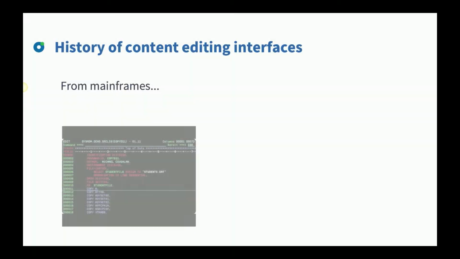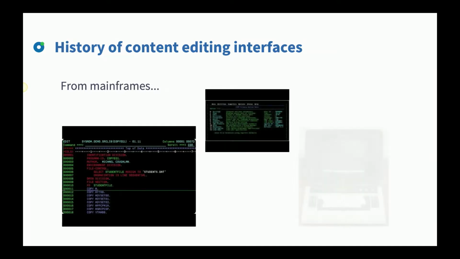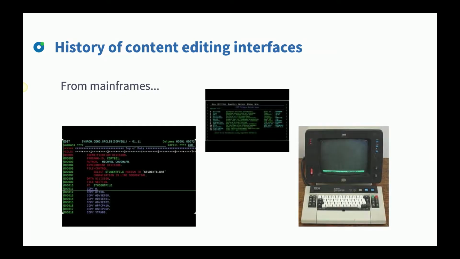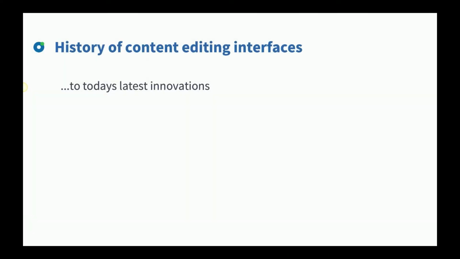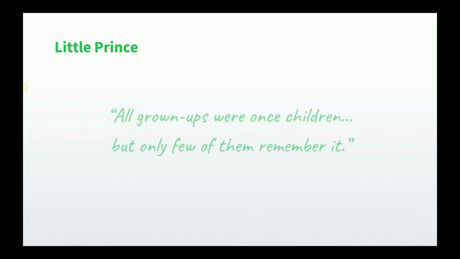So for the part on the history of content editing interfaces, we'll start from mainframes, what I think are one of the earliest forms of managing and editing content, to some of today's latest innovation, and this is actually not a picture of Neuralink that Elon Musk there surrounds. However, I prefer to have some input from my friend the Little Prince, who says that all grown-ups were once children, but only a few of them remember. Very wise.